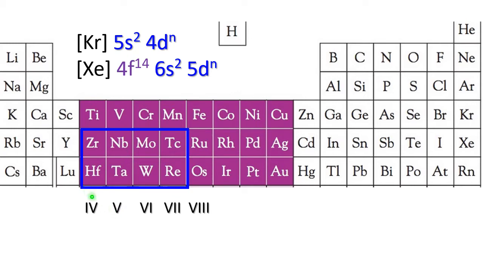So now let's look at the first 8 elements in this group. In this case, the highest oxidation number is the number of the group, but it does not mean that other oxidation numbers do not exist. Exactly the same as it was for 3D.